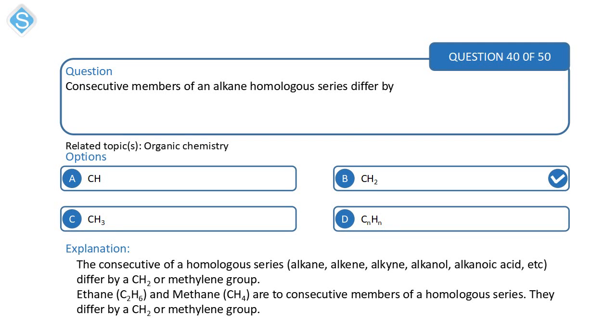So the consecutive members of an alkane homologous series, and generally any other family of organic compound, like the alkyne, the alkanols, the alkanoic acids, the amides, the ketones, and all of that, the difference between them is a methylene group, the CH2.